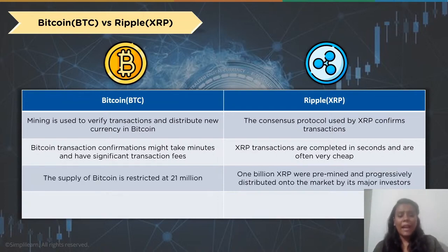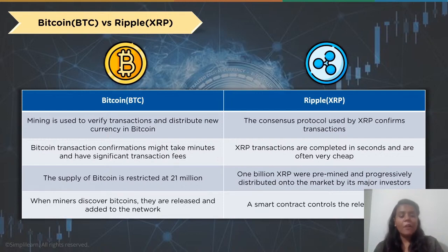Now, the supply of Bitcoin is limited to 21 million, which means there will never be more than 21 million Bitcoin. The artificial scarcity of Bitcoin has sparked investor interest in the currency's potential as a safe haven. But in contrast, at the time of introduction, 1 billion XRP was pre-mined and progressively distributed onto the market by the company's major investors. Next, when miners discover Bitcoins, they are released and added to the network. They have no set release date and their supply is largely determined by network speeds and the difficulty of the algorithm used to create coins.